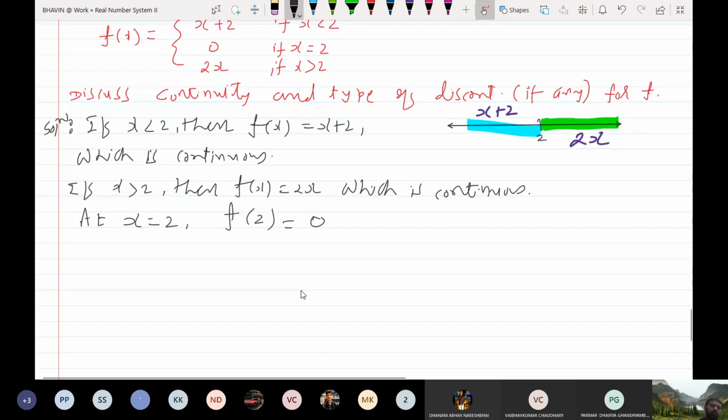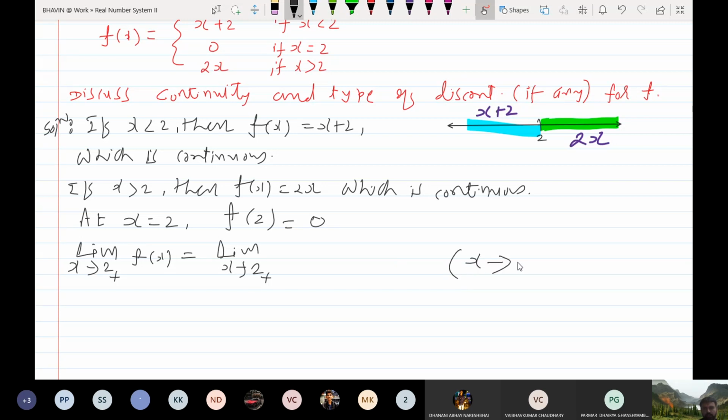Okay. Now let's find out the left and right limit. Limit x tends to 2 plus f(x). Now x tends to 2 plus implies x is greater than 2, or we are approaching x from the right. So f(x) has a value. Tell me, what is the value of f(x) if x is greater than 2? 2x. So I should write here 2x. So your answer is 2 into 2, that is 4.